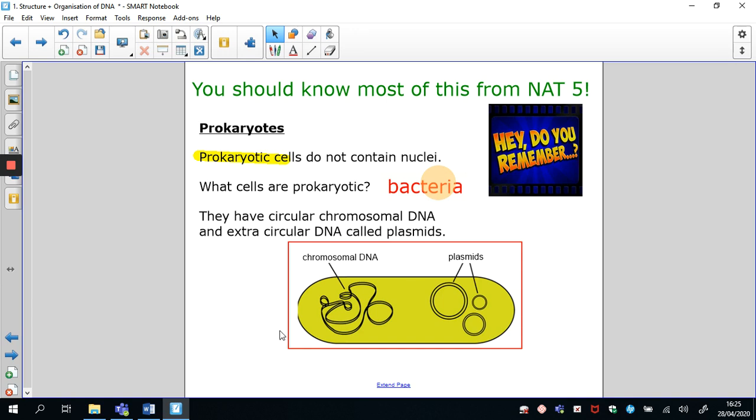So here we've got a diagram then of a very simple bacteria. Now you already know this from National 5. Bacteria have a circular chromosome, one chromosome that doesn't have a start and an end, it's just one big long loop of chromosome, and it's not in a nucleus because it doesn't have a nucleus, it's just free in the cytoplasm. But in addition to that, bacteria have got these rings of DNA, these kind of bonus, extra DNA that we call plasmids. So apart from this word prokaryote or prokaryotic cell, none of that's new.